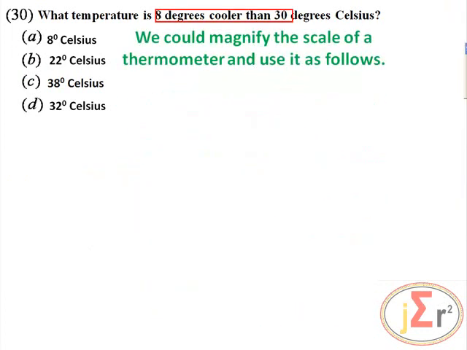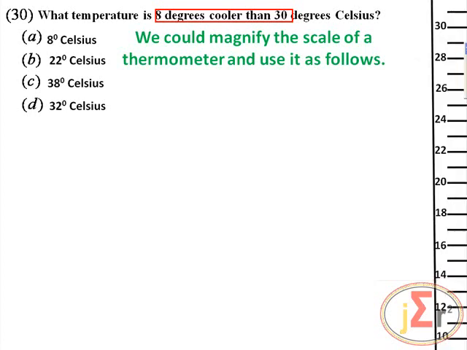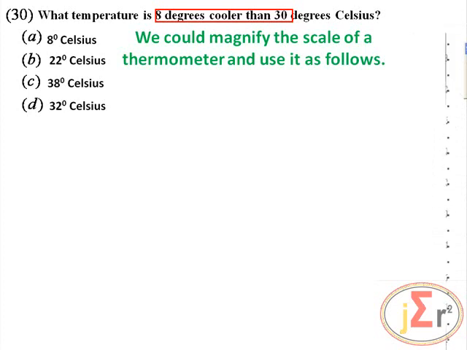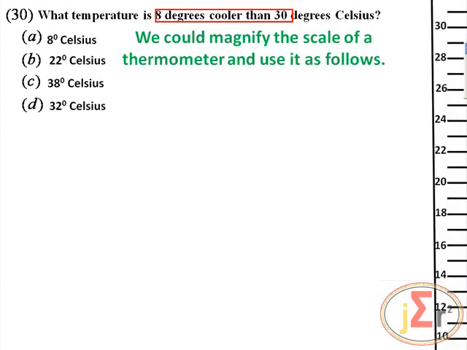8 degrees cooler. We could magnify the scale of the thermometer and use it as follows. That is what we will do. Magnify the scale of the thermometer. Let's go. Well, we have it right over there. 8 degrees cooler than 30.